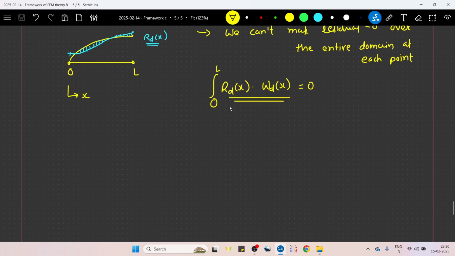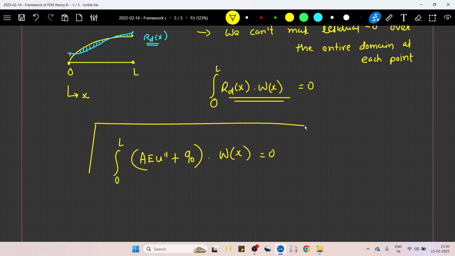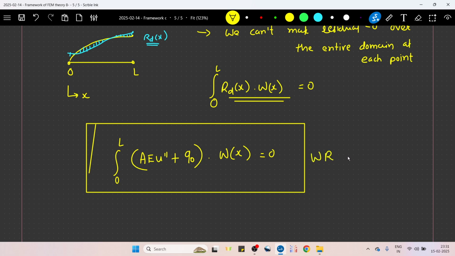So our residual with respect to x, which is nothing but AE u double dash plus q0, this is our residual, into w. I will just keep it only w, w of x. So this is our weighted residual form of the strong form.